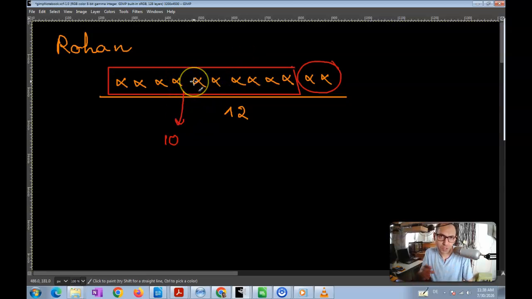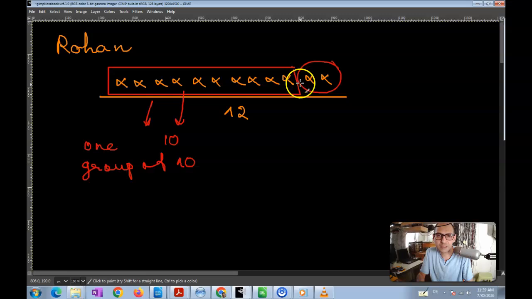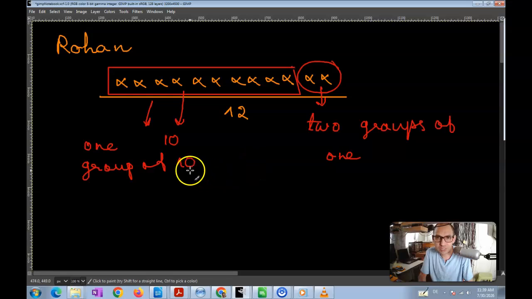Now why is it that we write the number this way? The reason is that you have one group of 10. So in this number you have one group of 10, and you can think of these loose ones as groups of 1. So over here I have 2 groups of 1, and 1 group of 10, right?